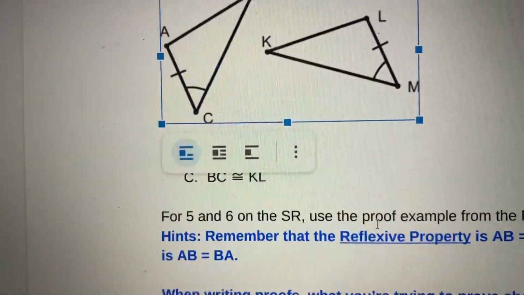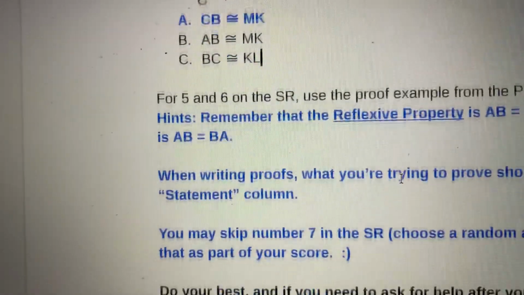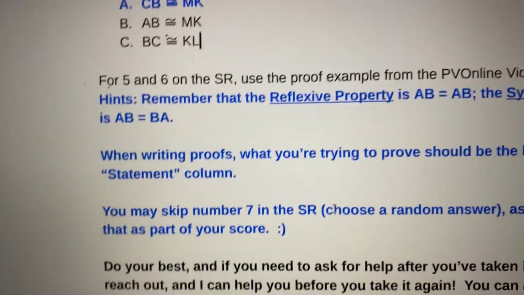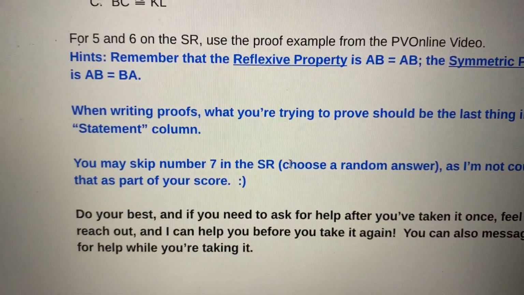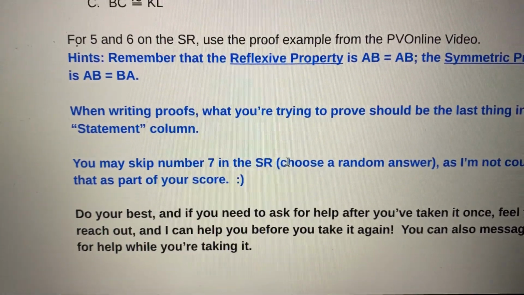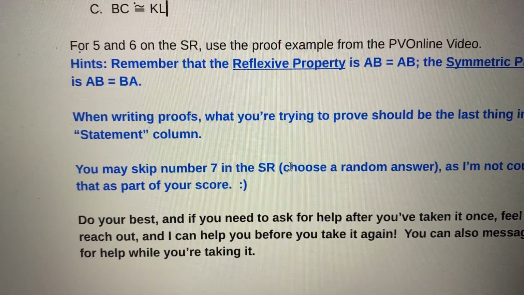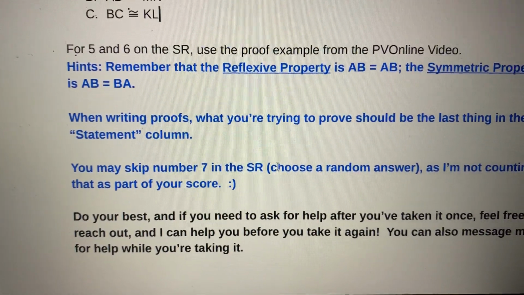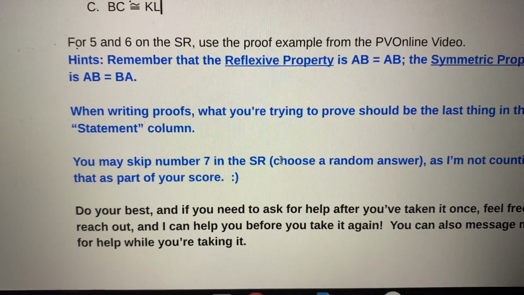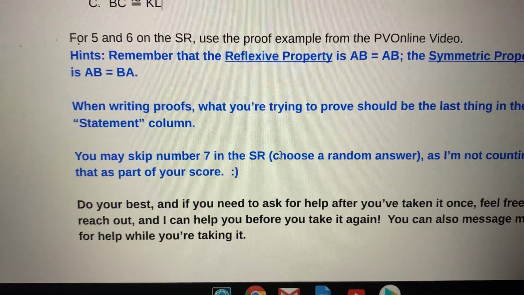So again, take your time when you do this. Look back at my example. For 5 and 6 on the SR, like I said, use the proof from the PV Online video. It's pretty similar for both of them. A couple of hints that I like to say: I know a lot of people don't really like proofs. They get a little confused with them. So just know that there are only 2 of them on the SR, so it's not a lot.